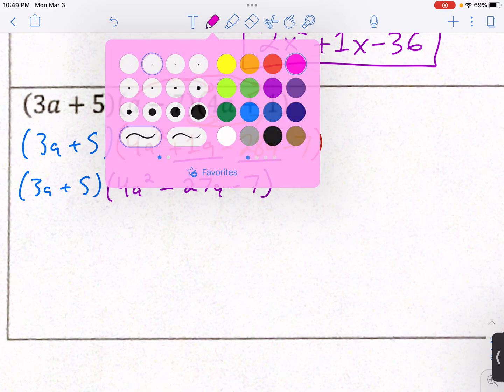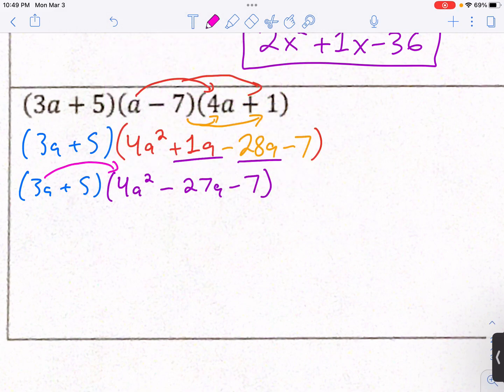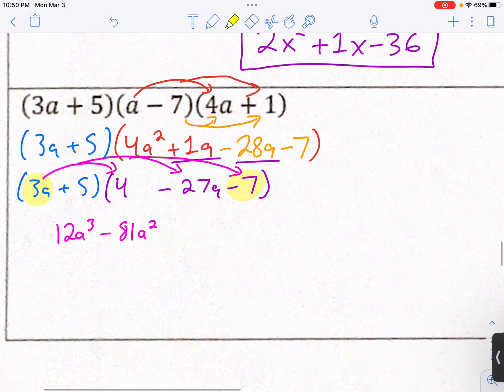All right. We'll go with pink. So this time, I'm going to have to multiply that 3a 3 times. I'm going to start out with those 2, then I'll do these 2, and then those 2. So right now we're just focused on the yellow. So 3a times 4a squared, that's going to give me 12a cubed. Then we're going to move on to the next one. That's going to be 3a times that negative 27a. That's going to give me minus 81a squared. And then we're going to multiply that last one, that 3a times that negative 7. That's going to be negative 35. All right, that is that one in the pink.